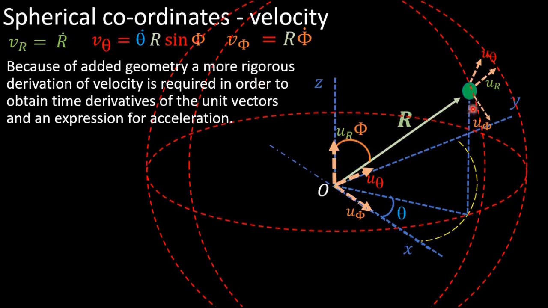All I did here was just move these three unit vectors to the origin, because now we need to find our expression for the time rate of change of these unit vectors. All I did was move them from the particle down to the origin, or you can just see it as making phi 0 and moving the particle down to the origin.